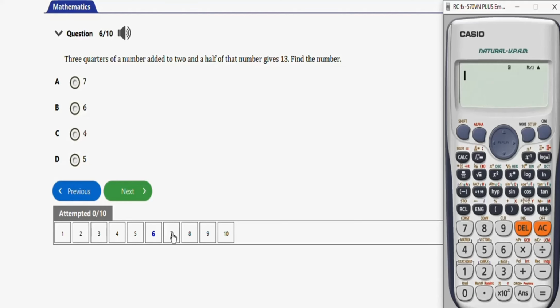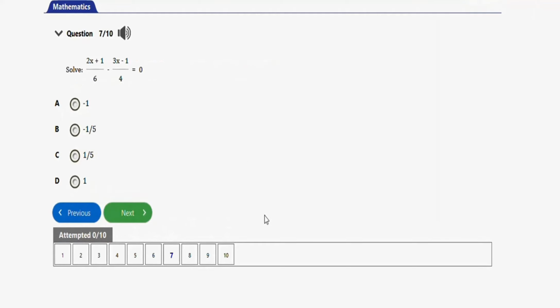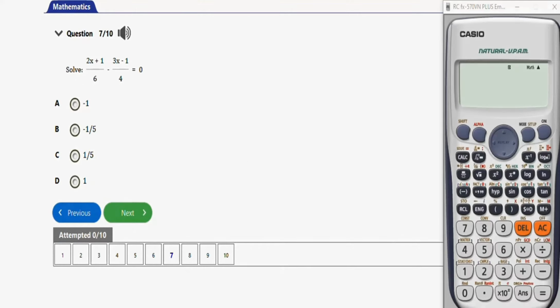Alright, the next question will be this one. It says solve this. It is also simple. Let's bring the calculator. So for this question, let's input it here. We have 2x plus 1 over 6, then we have minus a fraction 3x minus 1 over 4. Then we have equals, alpha calc, equals 0.